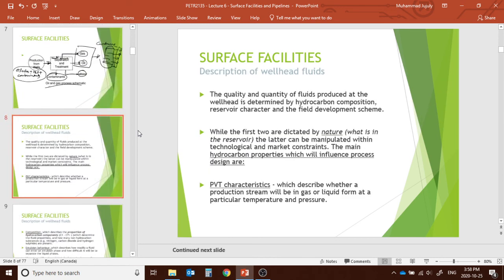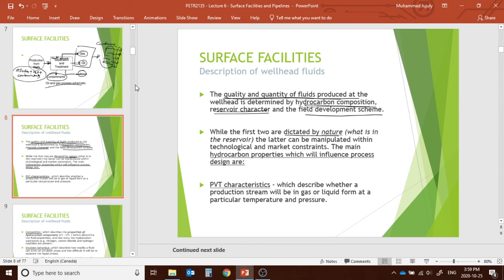Now the most important thing is the quality and the quantity of the fluid. The quality and the quantity of the fluid produced at the wellhead is determined by hydrocarbon composition, reservoir characteristics, and the field development scheme. Now, for the hydrocarbon composition and the reservoir characteristics, you cannot change these. These are dictated by nature. You can't change the characteristics of the reservoir. I mean, if it's heavy crude oil, you can't convert it to light crude oil.